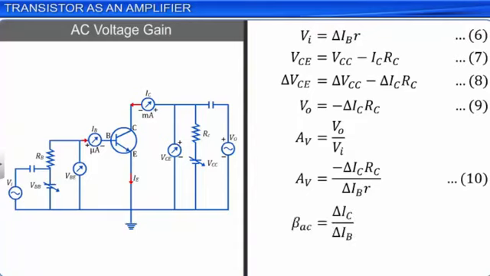Then the AC power gain in a transistor amplifier is equal to the product of the current amplification factor and voltage gain. That is, AP is equal to beta AC into AV. Note that a transistor does not generate power. It just uses the power from the batteries in its input and output circuits to amplify an AC signal.